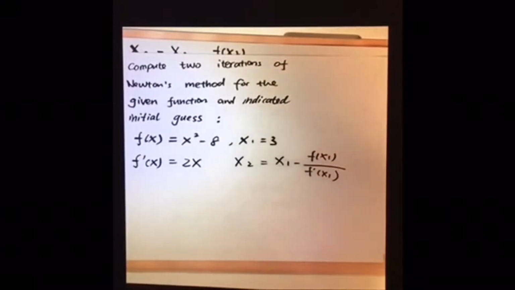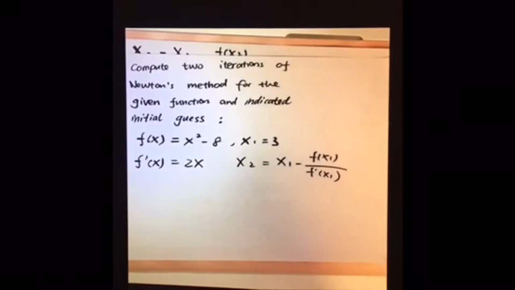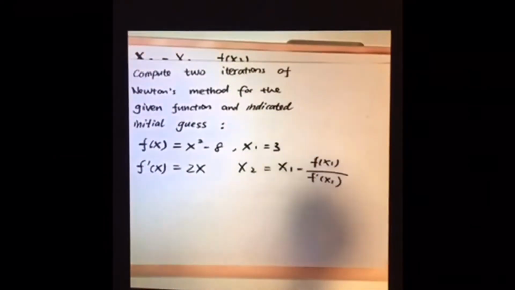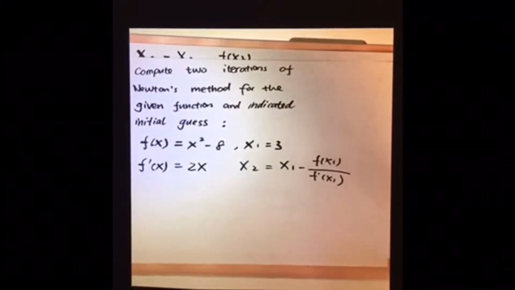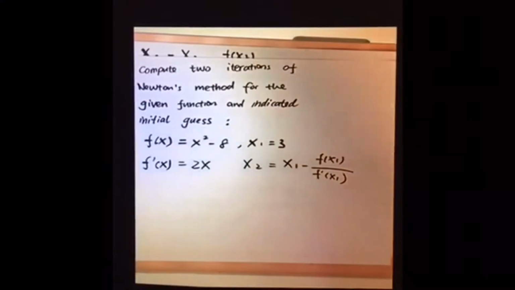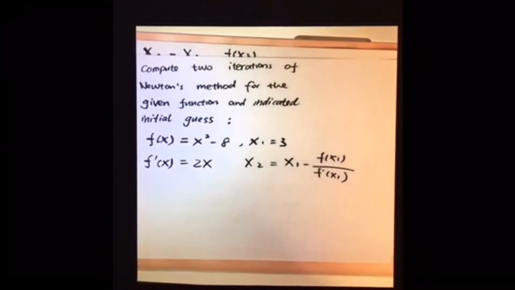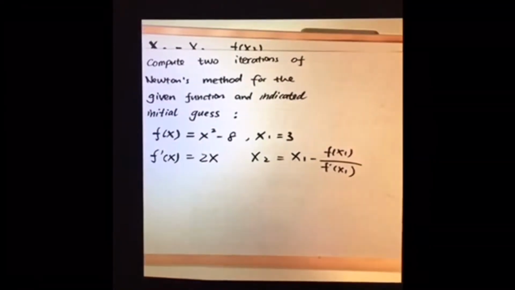Notice that with the function f(x) = x squared minus 8, if you plug in the number 3, you get 3 squared minus 8, which is 9 minus 8, so you get 1. You see 1 is pretty close to 0, but 3 is not a root. This is going to be our guess 1. Next, we also need to compute the derivative, where f'(x) equals 2x, so we have x1 equal to 3.